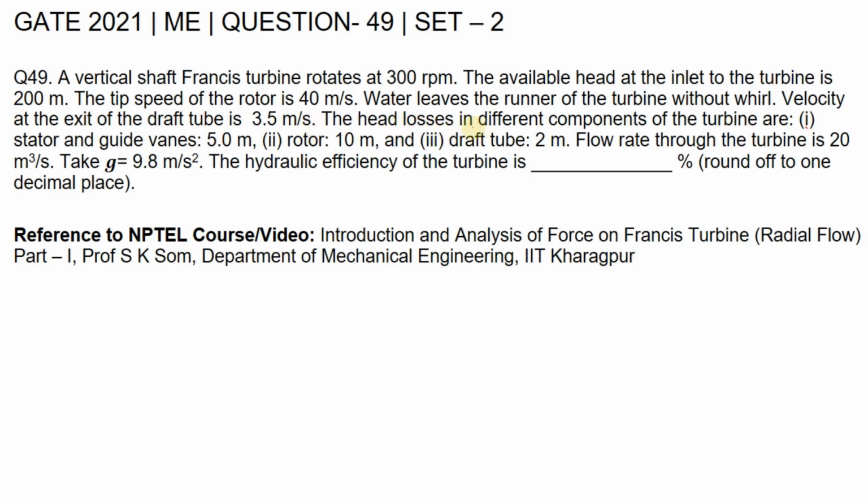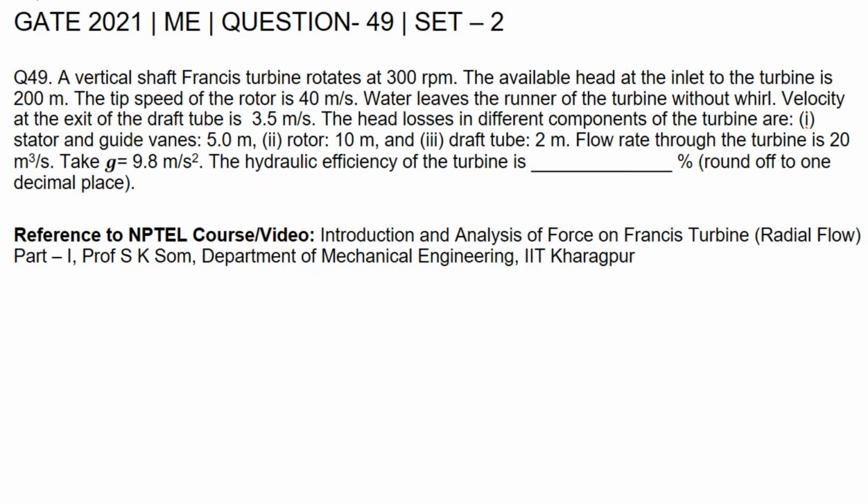The head loss in different components of the turbine are: number 1, stator and guide vanes 5 meter. In the rotor, the head loss is 10 meter, and in draft tube it is 2 meter. Now the flow rate through the turbine is 20 meter cube per second. And assuming g is equal to 9.8 meter per second square, we need to calculate the hydraulic efficiency of the turbine. And that we have to calculate in percentage rounded off to 1 decimal place.